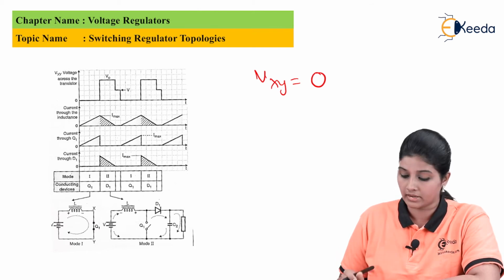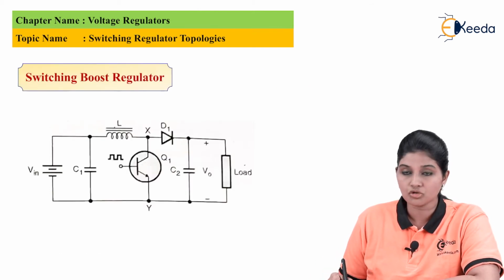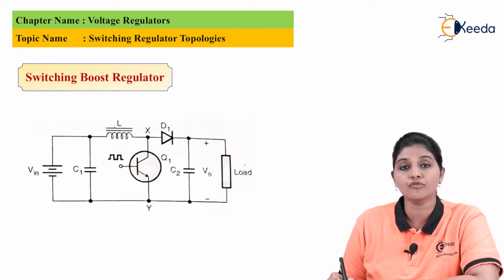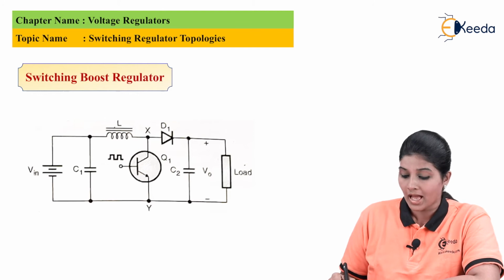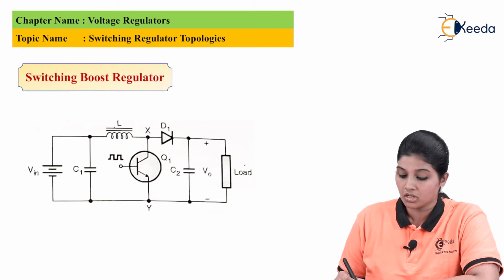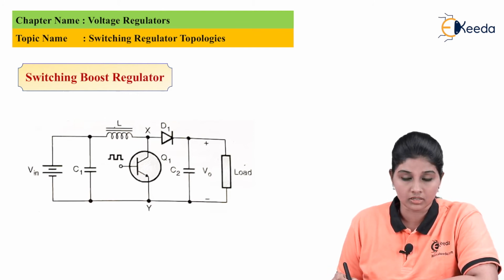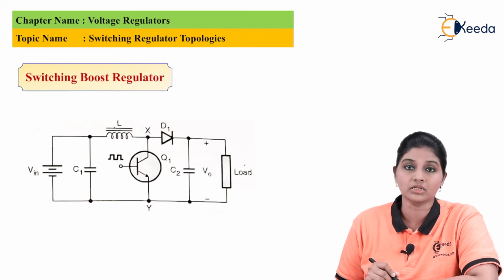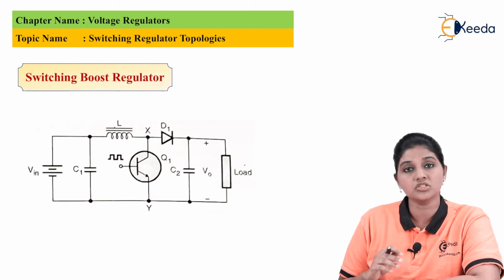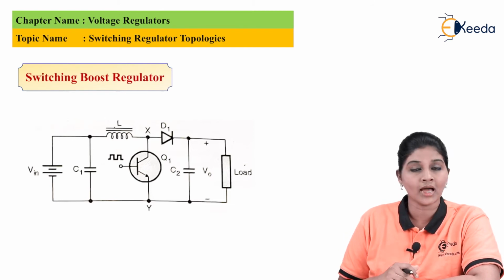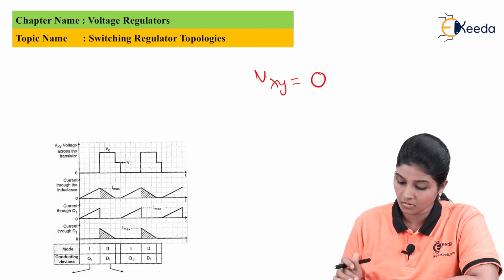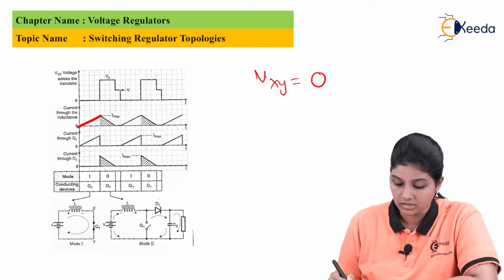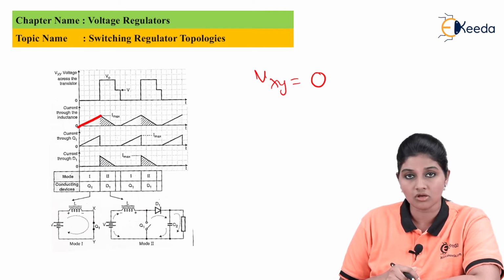Moving back to the circuit diagram, when transistor Q1 gets on, it acts as a closed switch which shorts points X and Y, and therefore Vxy is equal to 0. As Vxy is equal to 0, the current starts flowing through the inductor. The voltage appearing across the inductor is nothing but the voltage applied to the circuit, that is Vin, and current flows linearly through the inductor. Moving back to the waveform, here we can say that the current flowing through the inductor increases linearly as transistor Q1 is in the on condition.